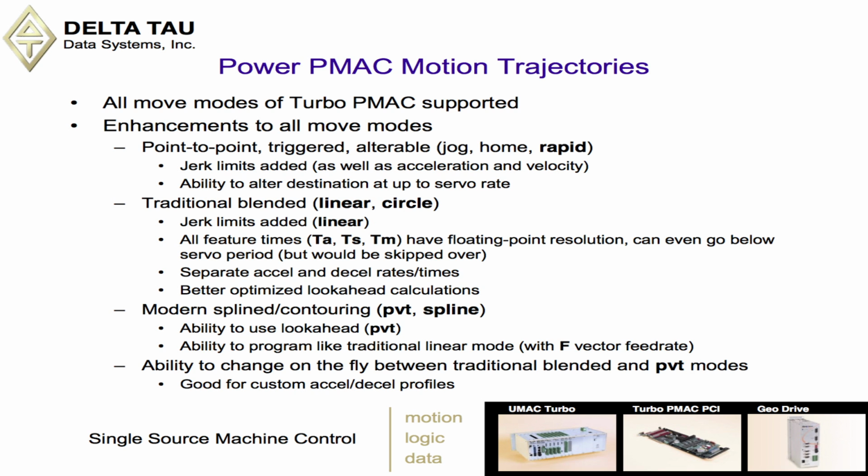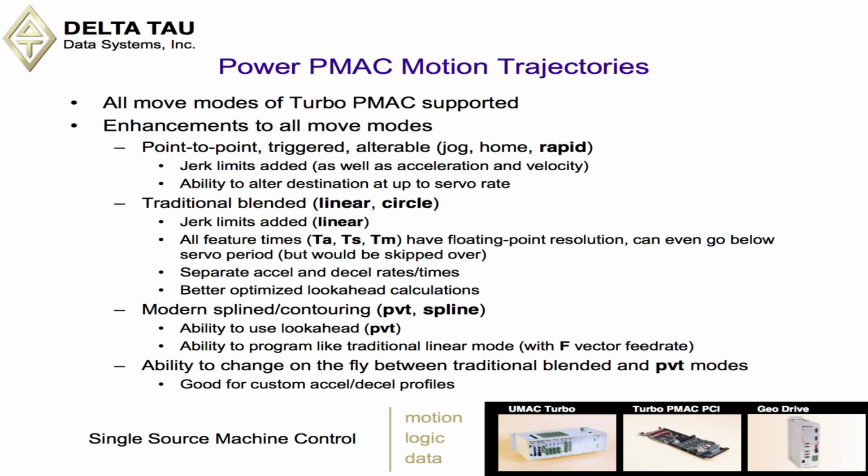We have some sophisticated motion trajectories. All the move modes of the older PMAC are still supported, but we've enhanced all of the modes. Fundamentally, three classes. One we call the point-to-point mode, traditional blended, and the modern spline or contouring. The point-to-point mode is the jog moves for the motor, the homing search, and in the program it's rapid mode, sort of minimum time point-to-point move given the constraints.